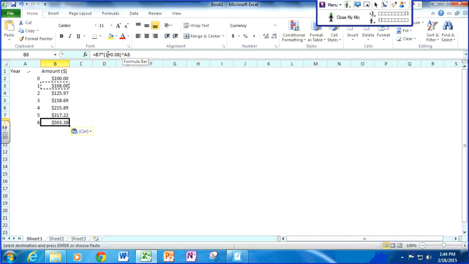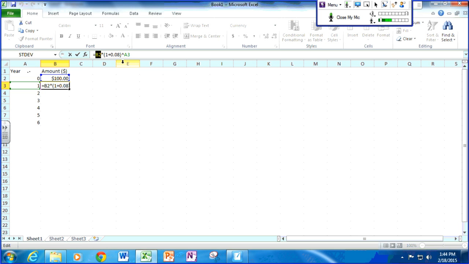Okay, B7. Oh, I see what I've done. So I'm going to have to go back a little bit. I'm going to edit this. You see where I said B2 there? It's not so easy. I'm just going to put the 100 in there. Otherwise, it just makes things complicated.